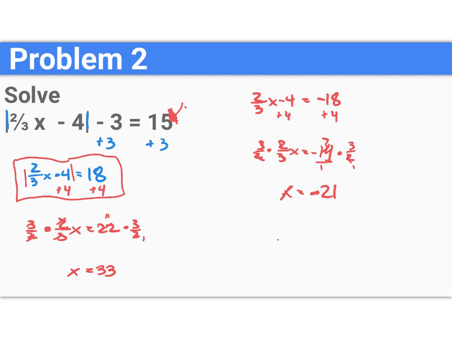So when you solve absolute value equations, you will get two answers. And remember, the absolute value will give you a positive answer and a negative answer, and this is why you need two answers.